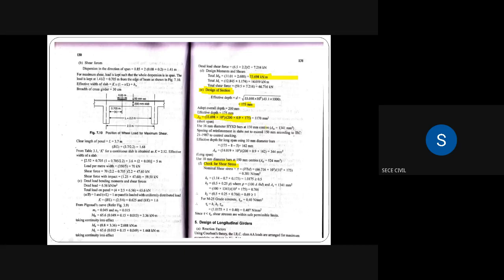So for the short span moment we are getting 1170. We are providing 16 mm dia bars at 150 mm center to center, and for this AST is 1340 mm square, hence it is okay. More than 1170, hence okay.